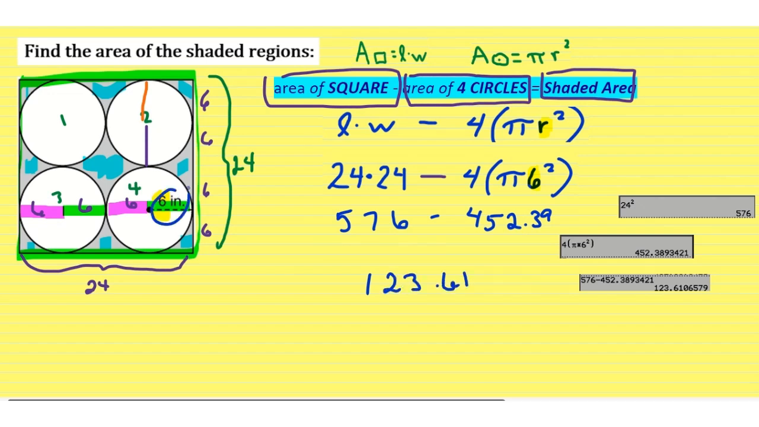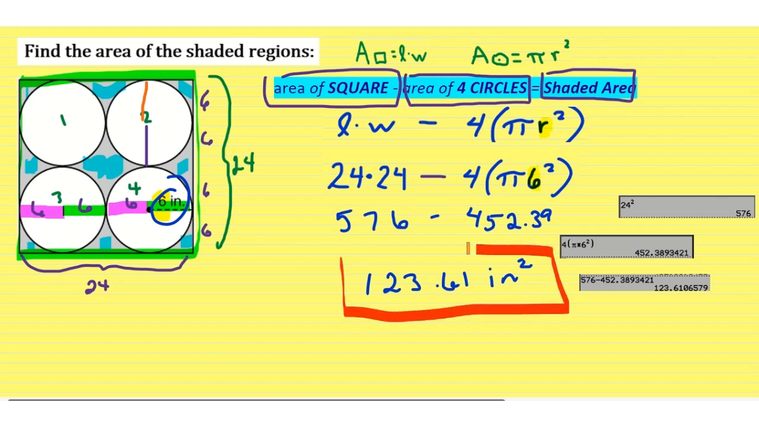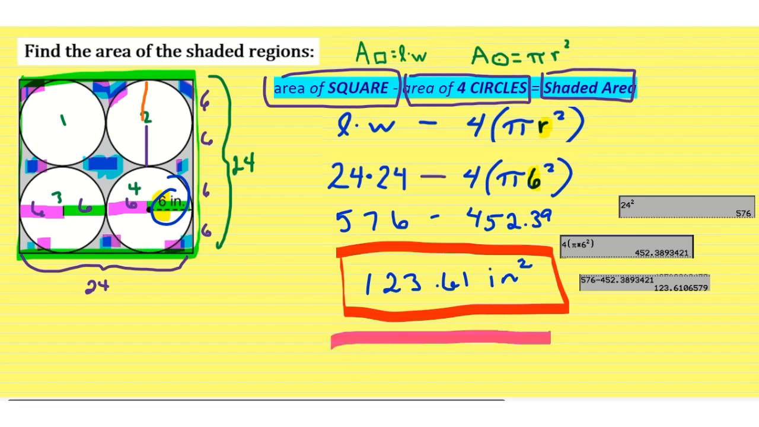123.61. Our units are inches, so inches squared. And that would be the area that is left over after we have a square, we cut out 4 circles, and all this leftover area that is around the circles still inside the square. That area is equal to 123.61 inches squared.